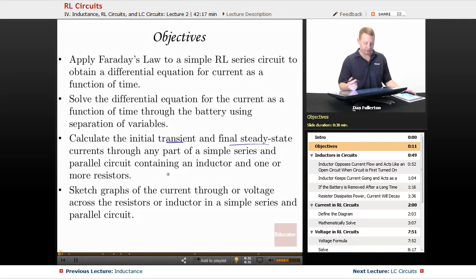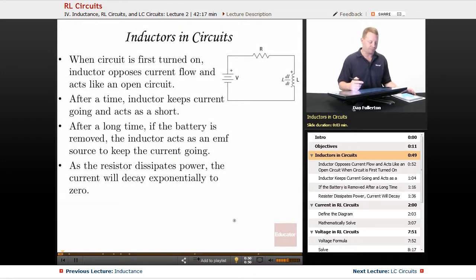calculating the initial transient and final steady-state currents through any part of that simple series and parallel circuit containing an inductor and a couple of resistors, and finally being able to sketch graphs of the current through or the voltage across the resistors or the inductor in these simple series and parallel circuits. So all about circuits that have resistors and inductors in them. Let's start off with our analysis of these circuits.